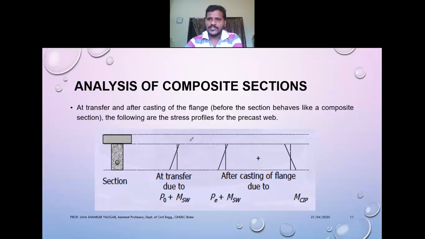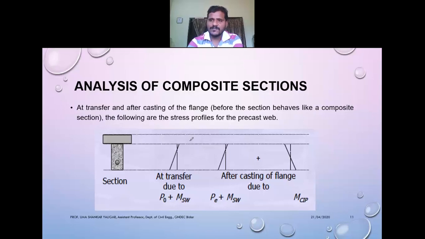As we have studied for the flexural members in the previous modules, now here, in the similar way, we need to study the analysis of composite section for transfer condition, for service condition, and also for ultimate condition. But we just need to know the difference. What is the transfer condition? What is the service condition? And what is the ultimate condition?